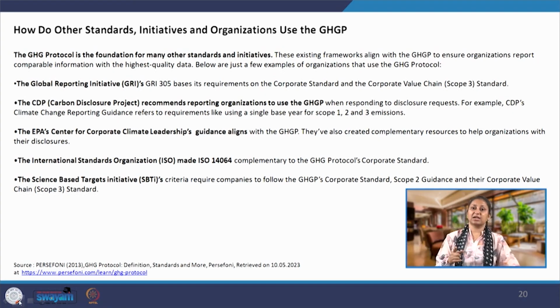So, it is largely covering scope 1, 2 and 3, all the scopes for corporates. So, GRI is looking only at corporates. So, there are so many of these standards and initiatives across the world. These are accounting methods which are basing their works, their accounting strategies, on the GHG Protocol.